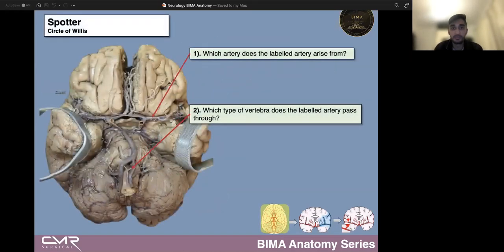All right, so moving on to the spotter. Going back to the labeled diagram from before, for part one, which artery does this labeled artery arise from? Just think about what artery it is labeled and where the artery comes from. Again, just directly message me your answer and we can talk through it afterwards. So you have 10 seconds.